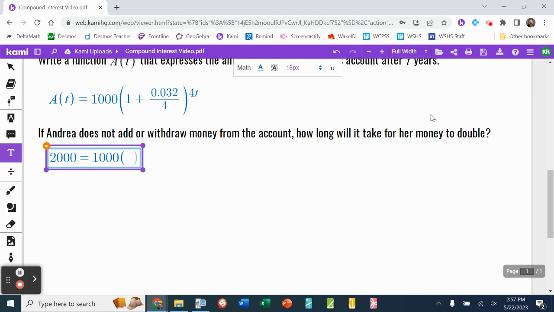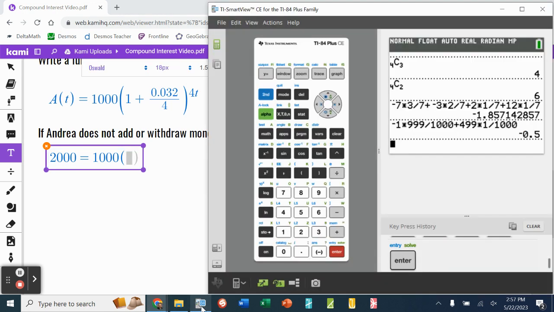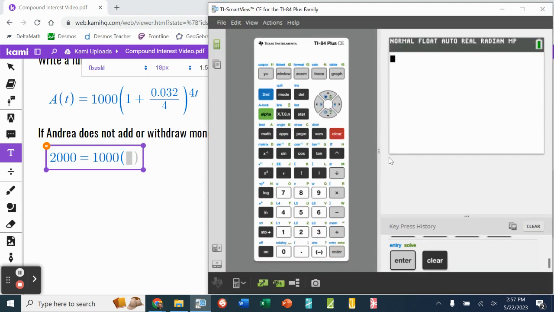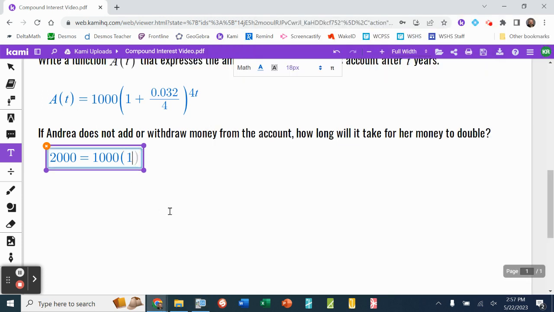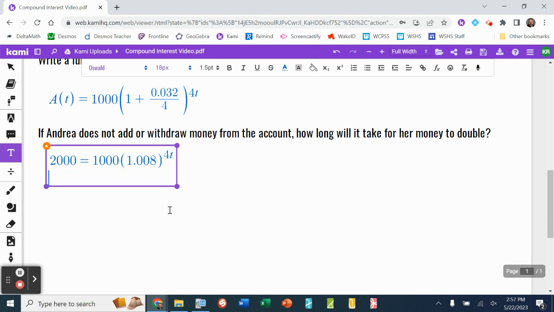And I'm going to go ahead and evaluate this stuff that's in the parentheses here. So I'm going to come to my calculator and I'm going to say 1 plus 0.032 divided by 4. And I get 1.008. So 1.008, and this is raised to the 4t power. So now we just have an exponential equation. So we're going to solve it like any other exponential equation.